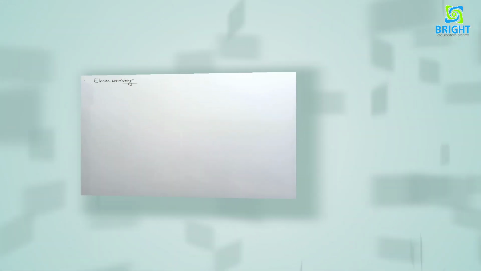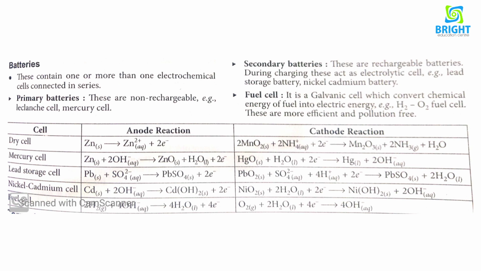Next, batteries convert chemical energy into electrical energy. There are primary batteries and secondary batteries, and we also discuss the fuel cell. A primary battery is not rechargeable and can be used only once. Examples are the Leclanche cell, that is the dry cell, or the mercury cell. Secondary batteries are rechargeable, with repeated charging and discharging. Examples are the lead storage battery and the nickel cadmium cell.